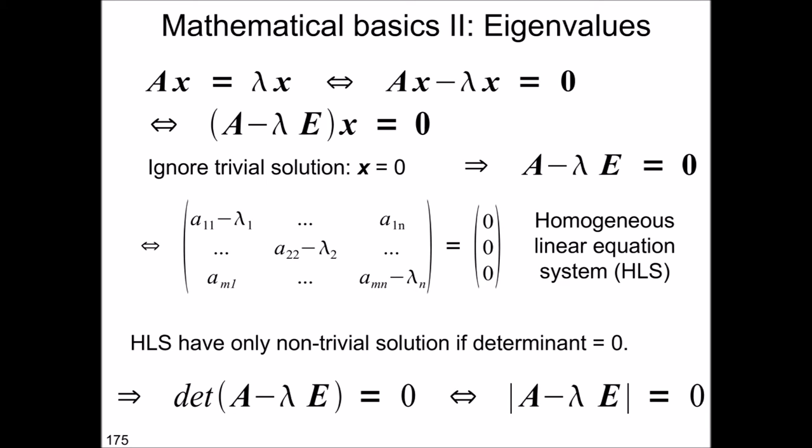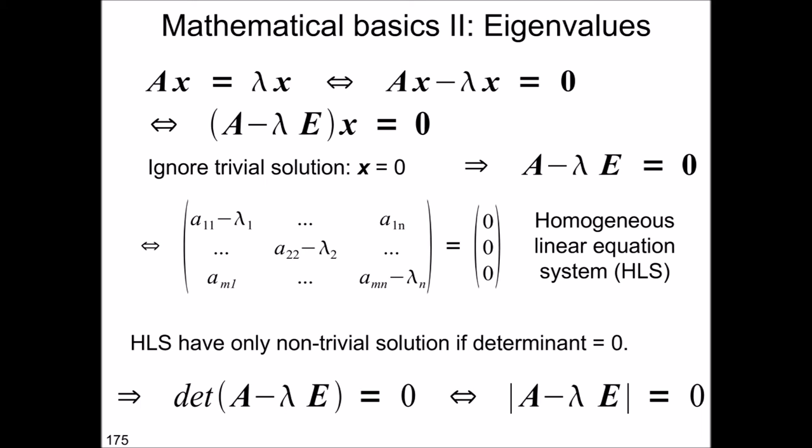And this is a homogeneous linear equation system. Now we know that a homogeneous linear equation system has a unique solution where all x are zero. If this would be a singular matrix, at least one row is a linear combination of the other rows. So that means at least one x is different from zero, and in this case you don't have a unique solution. That means you can enter different values for x. You just have relationships between the x. You don't have one unique solution.